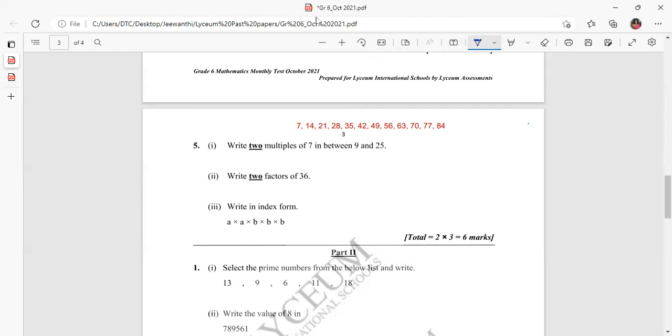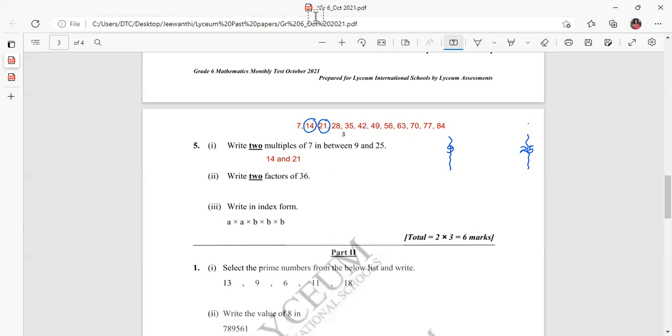So we do have 2 different meanings. If we have between 9 and 25, these 2 numbers will act as the border lines, right? That means you cannot consider 9 and 25. So then what are the numbers you have between 9 and 25? 14 is here and 21 is here. So then your answer will be 14 and 21.